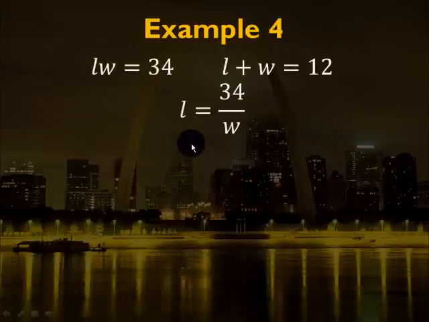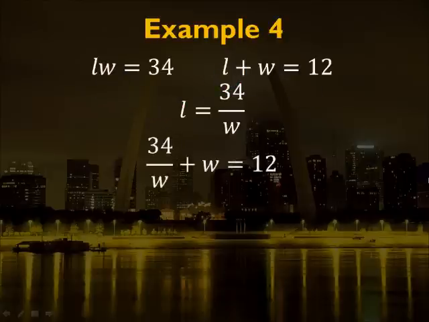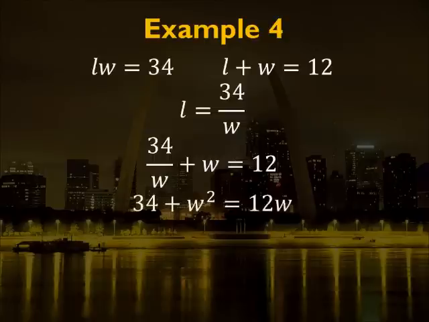So let's call L 34 over W. So I've divided both sides by W. I'm going to substitute for L into the second equation. So we have 34 over W plus W equals 12. 34 plus W squared equals 12W. And if you move everything to one side, you get W squared minus 12W plus 34 equals 0.